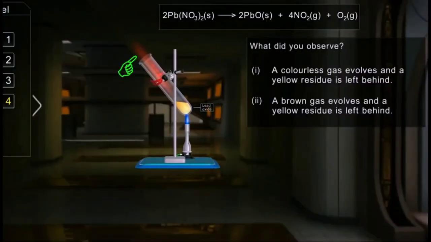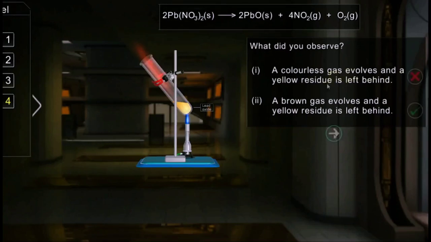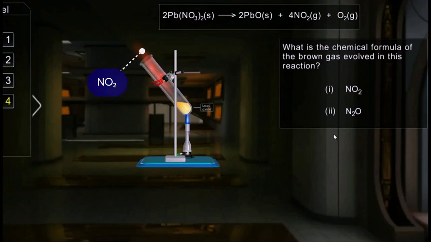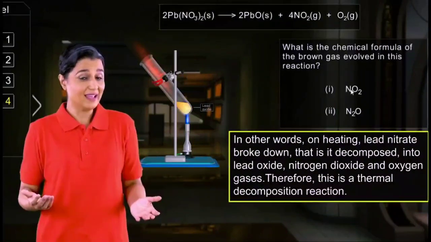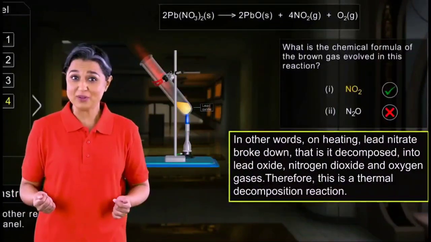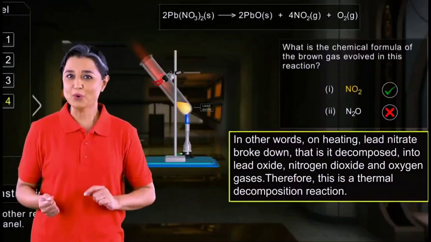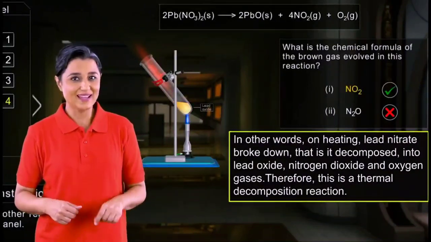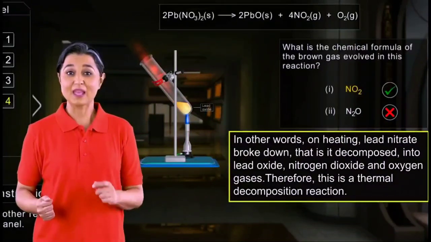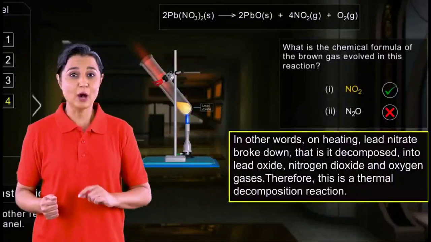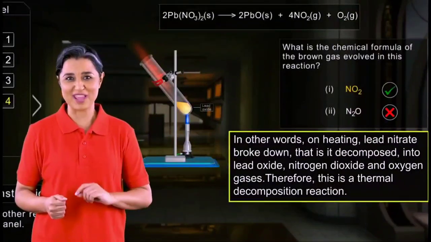You can see a brown gas coming out of the test tube while the powder in the test tube turns yellow. This gas is NO2 and the yellow residue left behind is lead oxide. In other words, on heating, lead nitrate breaks down, that is, it decomposes into lead oxide, nitrogen dioxide and oxygen gas. Therefore, this is a thermal decomposition reaction.